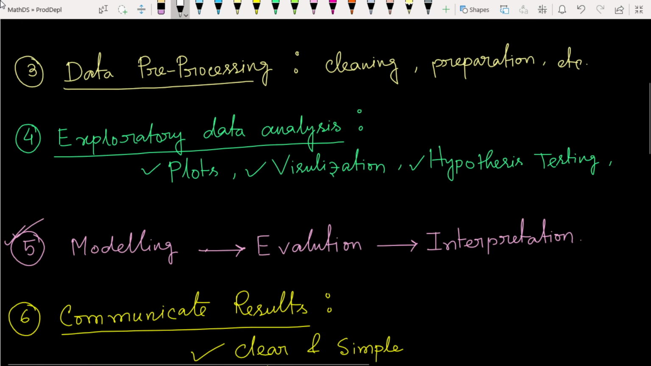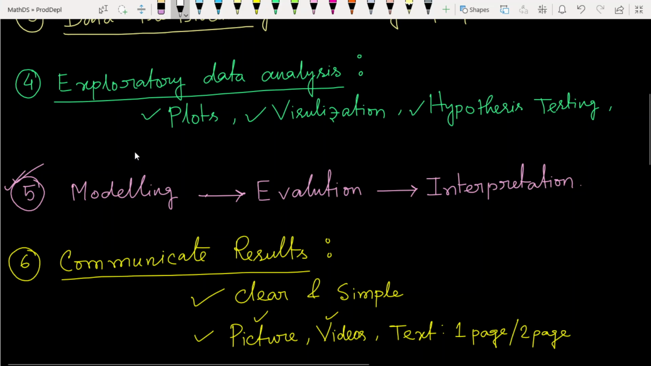After pre-processing the data, we have to apply exploratory data analysis, EDA. We have to apply it to see what kind of data we have acquired and what the visualization is. If the data has many dimensions, then after reducing the dimensions, we have to visualize it through plots. We have to test our hypotheses on it, to understand the data for the further steps.